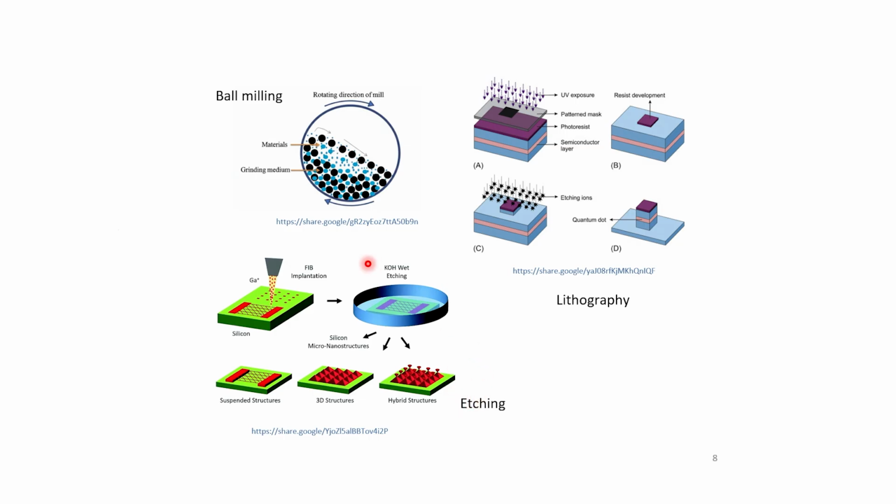And then there is etching, like KOH wet etching, you can see. Etching, as the name suggests, basically etches the material. So these are suspended structures, these are 3D structures, and these are hybrid structures. Silicon micro nanostructures are created like this on this silicon strip. So basically you are etching, making spaces on a material and then filling it with your desired nanoparticle. These can create either suspended structures or 3D structures or hybrid structures.